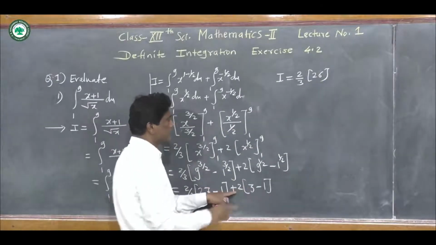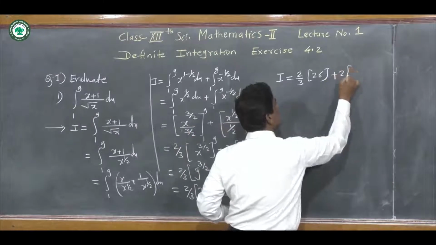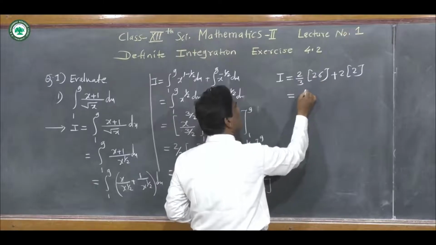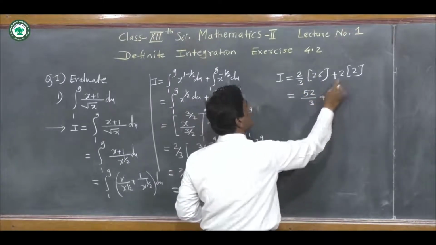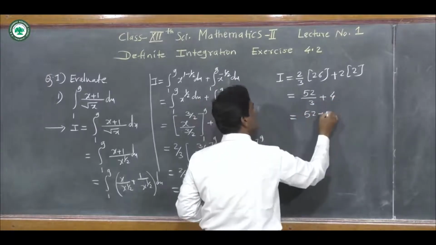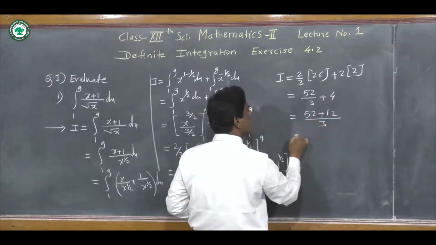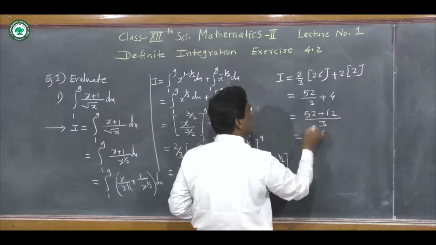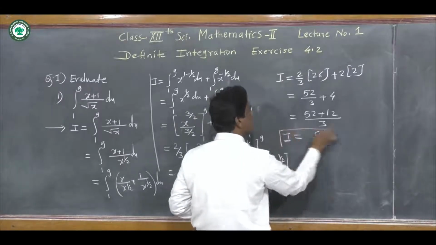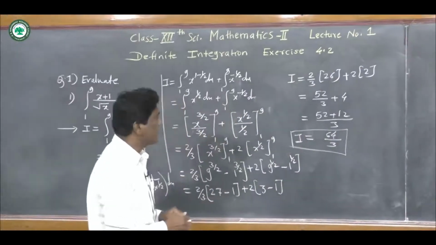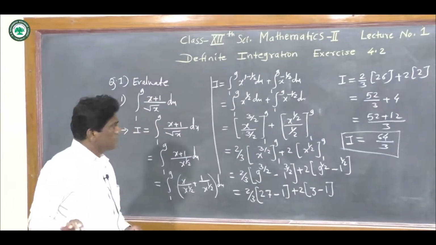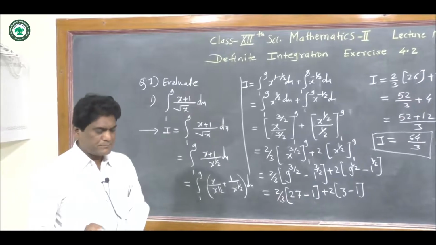3 minus 1, that is 2. So plus 2 into 2. So here 26 2s are 52. So 52 upon 3 plus 2 2s are 4. So this is equal to 52 plus 3 4s are 12 divided by 3. It is equal to 2 plus 2, that is 4, and 5 plus 1 is 6. So 64 upon 3. This is the solution. So this is the fixed value, that is 64 upon 3. Take the screenshot. So in this way we completed the first problem.